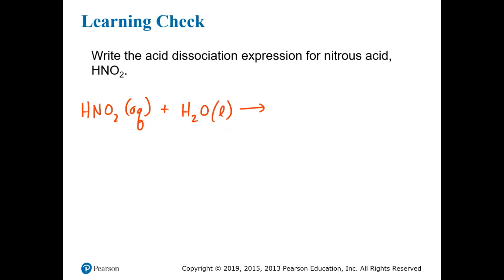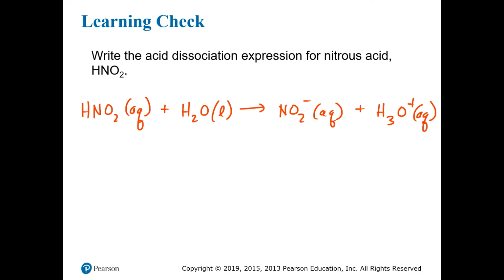This is going to cause a reaction where the HNO2 donates a proton to water, leaving behind an NO2- ion. This is the nitrite ion. H2O, having accepted a proton, becomes H3O+, and this is an ion, and so it is also aqueous. This is how we write the chemical equation for the dissociation of an acid. We always assume the acid to be donating a proton to a water molecule.